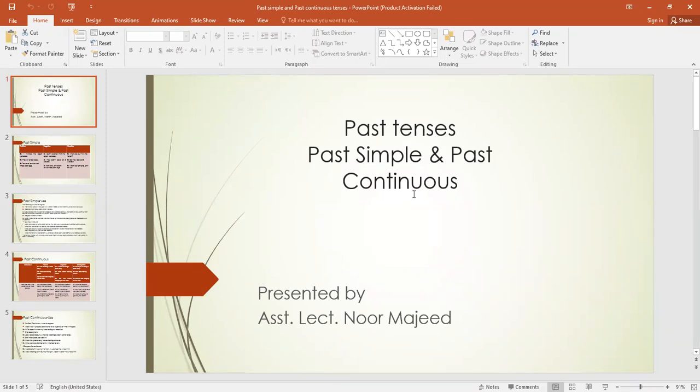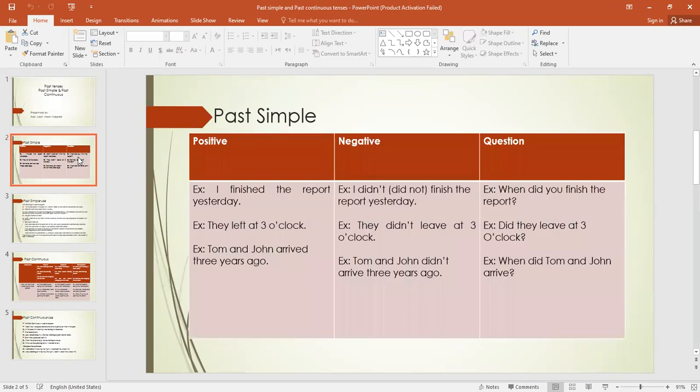Before we explain the uses for past simple, we have to come across the rule or the form of this tense. Okay, we have actually students, as you know, three cases for sentences in English. We have positive case, negative case, and the question case. Okay.